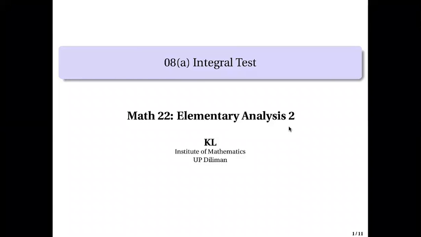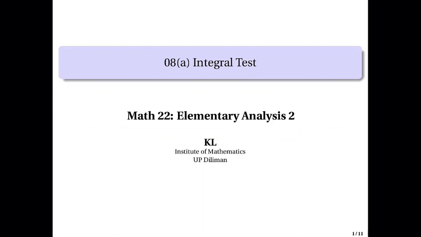So for today, we will do the first part of the discussion for this lecture. What we're going to do is to answer some problems that involve the use of integral tests.